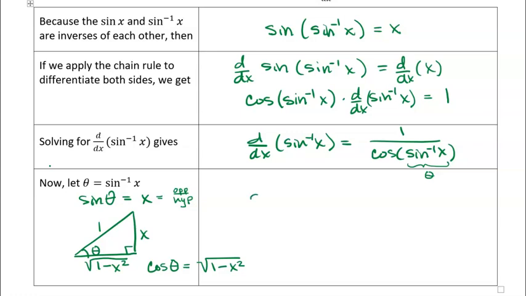So we can now say that the derivative of the inverse sine of x is equal to 1 over the square root of 1 minus x squared. All right, we got another one down.